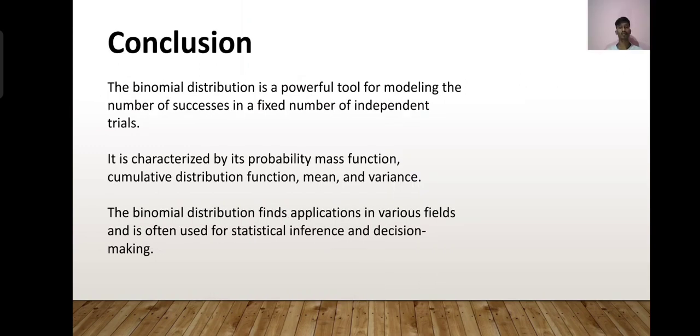Conclusion. The binomial distribution is a powerful tool for modeling the number of successes in a fixed number of independent trials. It is characterized by the probability mass function, cumulative distribution function, mean and variance. The binomial distribution finds application in various fields and is often used for statistical inference and decision making.